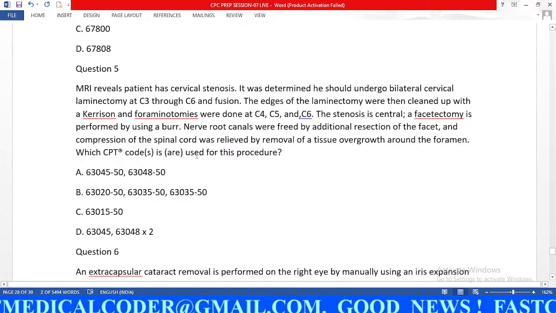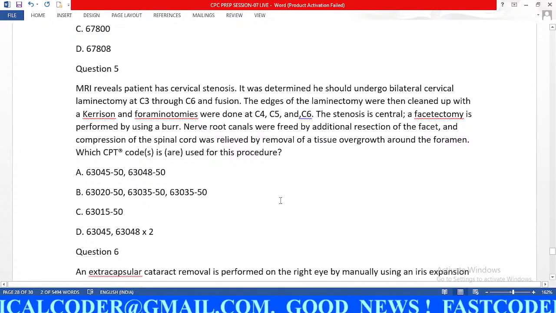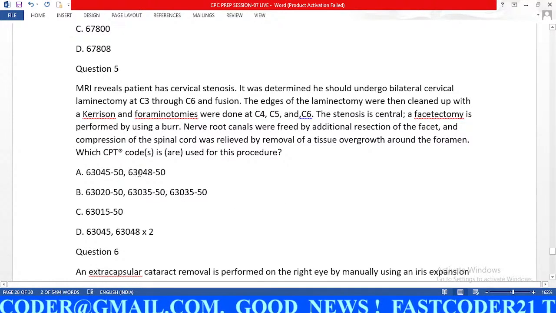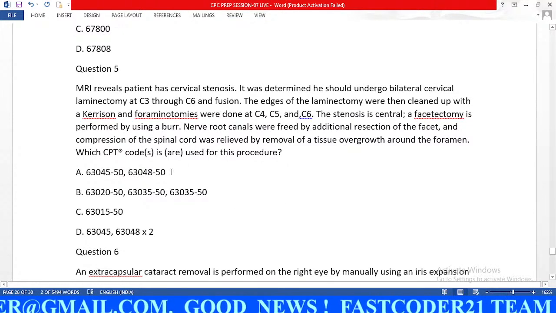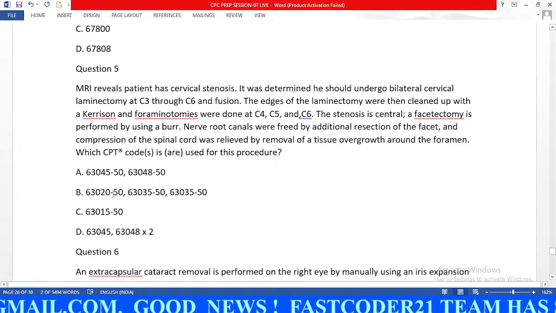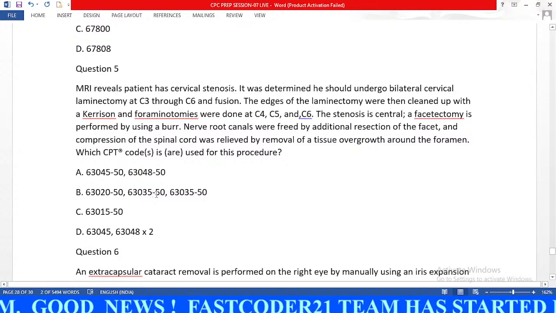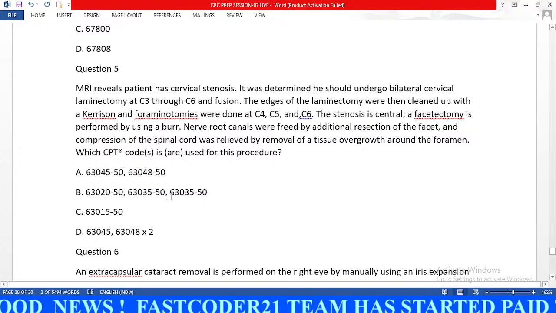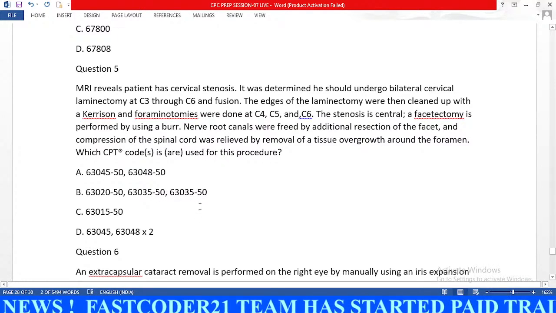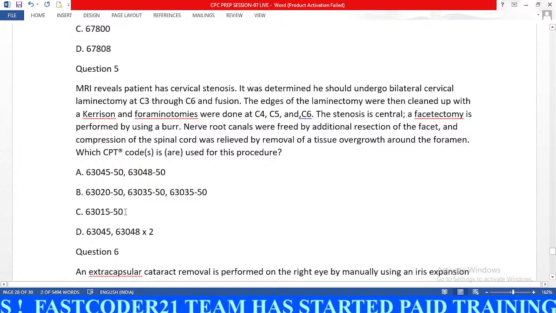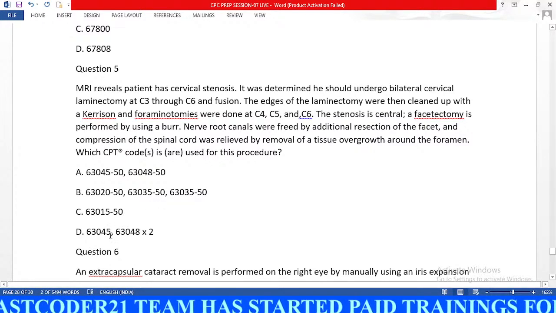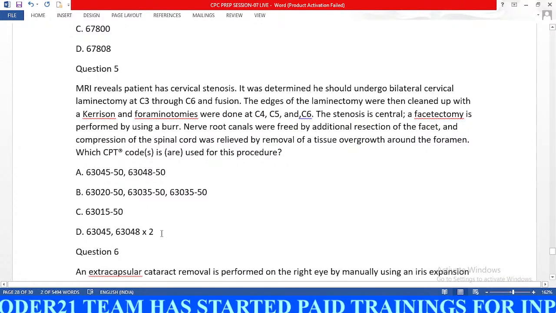What CPT code is used for this procedure? A: 63045 and 63048 with 50 modifier for both codes. B: 63020 50 modifier, 63035 50 modifier. C: 63015 50 modifier. D: 63045, 63048 times 2.